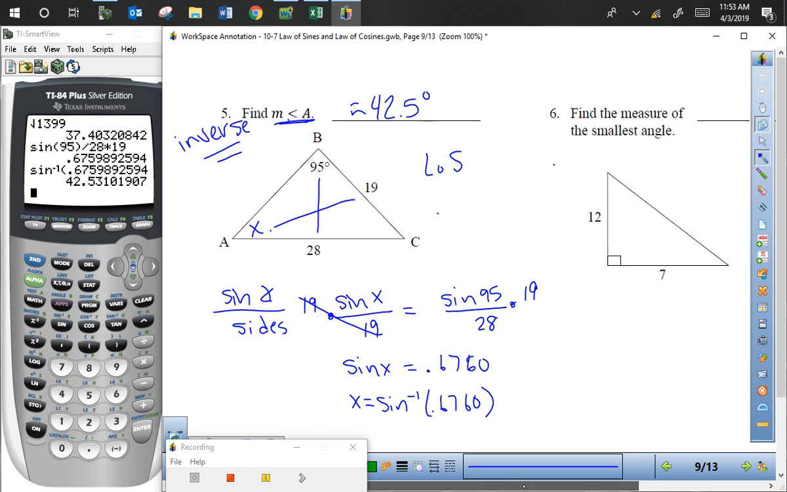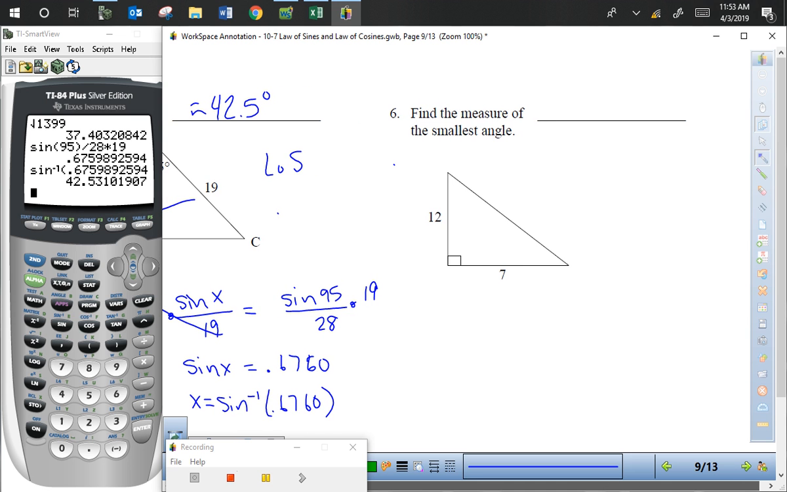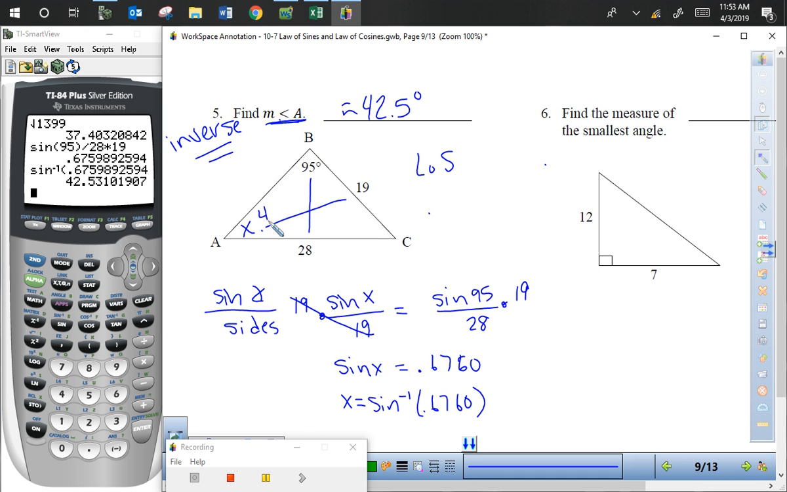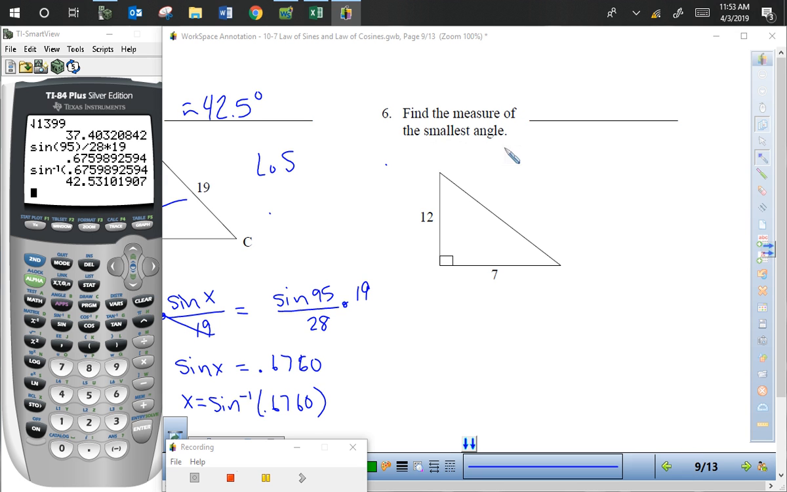Alright. Number 6 is also solving for an angle, but this one they don't tell us which one. It just says, find the measure of the smallest angle. Well, with our triangles, we can kind of check that we're doing something right. We've been looking at the angles across here. If I go ahead and put this 42.5 in, you'll notice 42.5 is smaller than 95, so 19 is smaller than 28. With that in mind over here, if we want the smallest angle, we should look for the smallest side. Well, we know out of 12, 7, and the blank hypotenuse, 7 has to be the smallest side. So then across from that will be the smallest angle, our x.